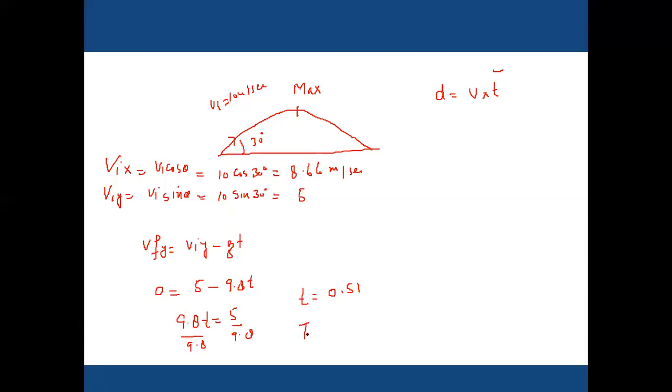What will be the total time of flight? So 2 multiplied by 0.51. Multiplied by 2 equals 1.02 seconds. This is the total time of the flight.